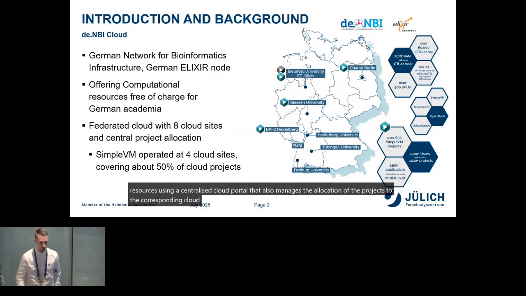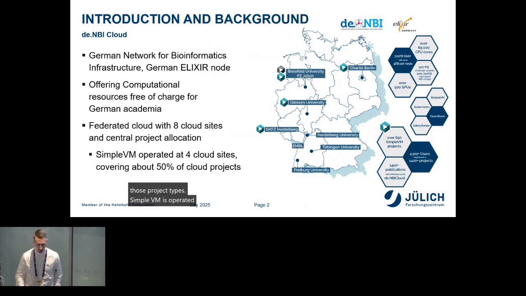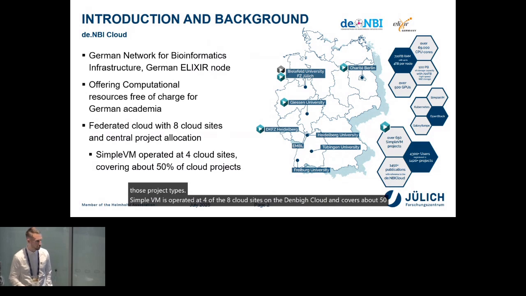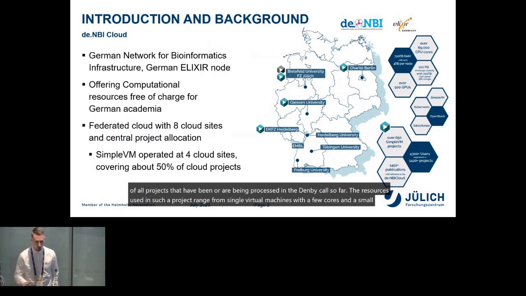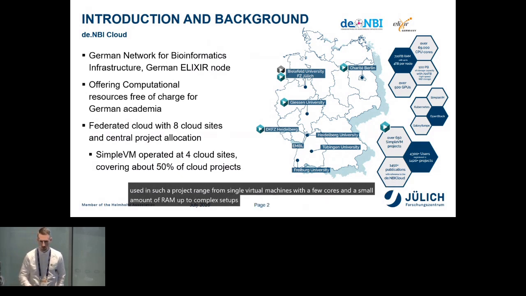When applying for these resources, one can choose between different project types, which I will introduce to you in a moment, and SimpleVM is one of those project types. SimpleVM is operated at 4 of the 8 cloud sites in the Denby Cloud and covers about 50% of all projects that have been or are being processed in the Denby Cloud so far. The resources used in such a project range from single virtual machines with a few cores and a small amount of RAM up to complex setups with 100 VMs and thousands of cores and terabytes of RAM.